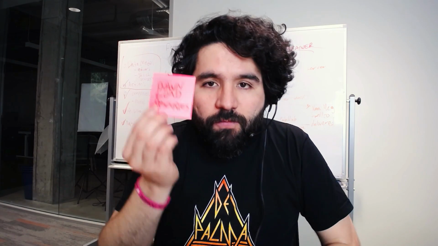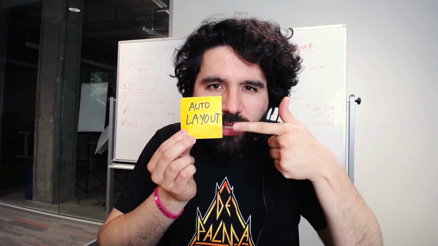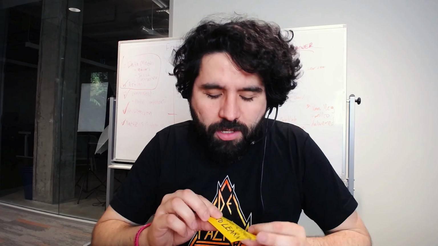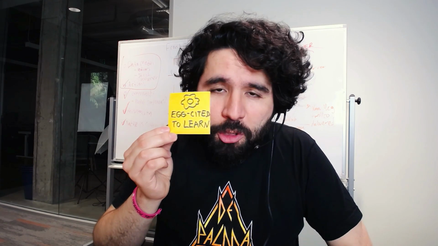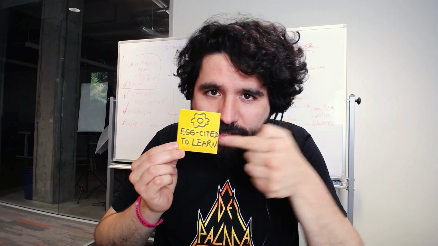And for this tutorial, you need to download the resources. You also need the plugin called Icon Font, and also the Material font from Material Design by Google. And also Auto Layout. This plugin is pretty cool. You need that plugin. And more than anything, you need to get excited to learn.